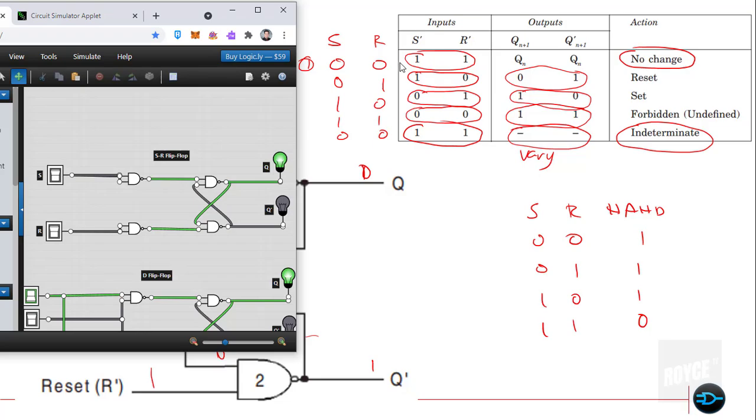Now, what if 0, 1? Kung 0, 1, yung SR natin, dapat yung output natin would also be 0, 1. Ayan, 0, 1 din siya. What if 1, 0? 1, 0 din siya. What if 1, 1? This will be the forbidden state. Bakit? Pareho sila naka-high. Diba? So that is forbidden state. Okay? So that is SR flip-flop.